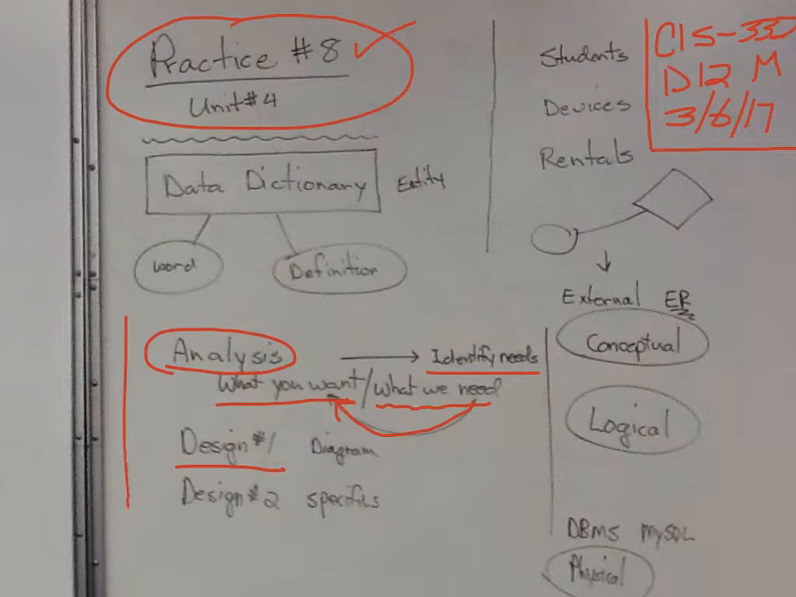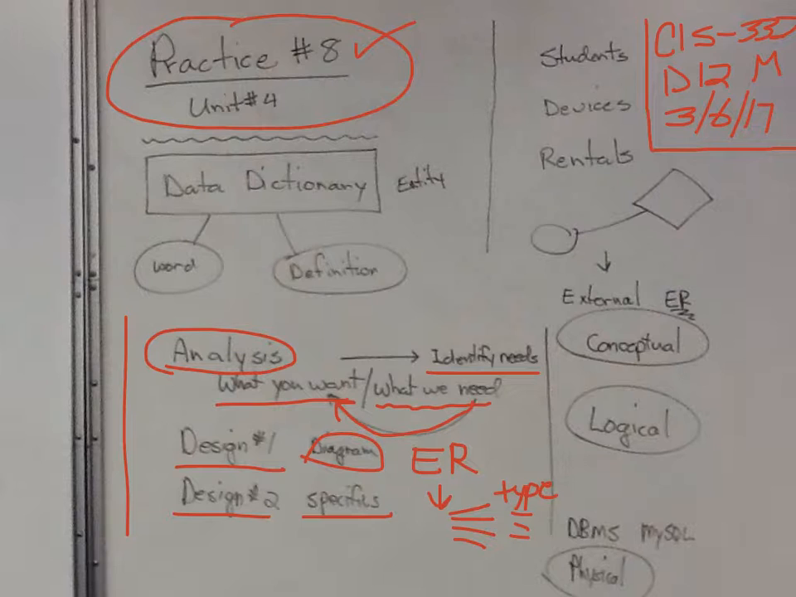Design 1 for this assignment would be a diagram, something similar to an ER diagram. Design 2, get into more specifics. We take the ER diagram and we start identifying your attributes, type, and so forth. We'll talk more about that as we go along.